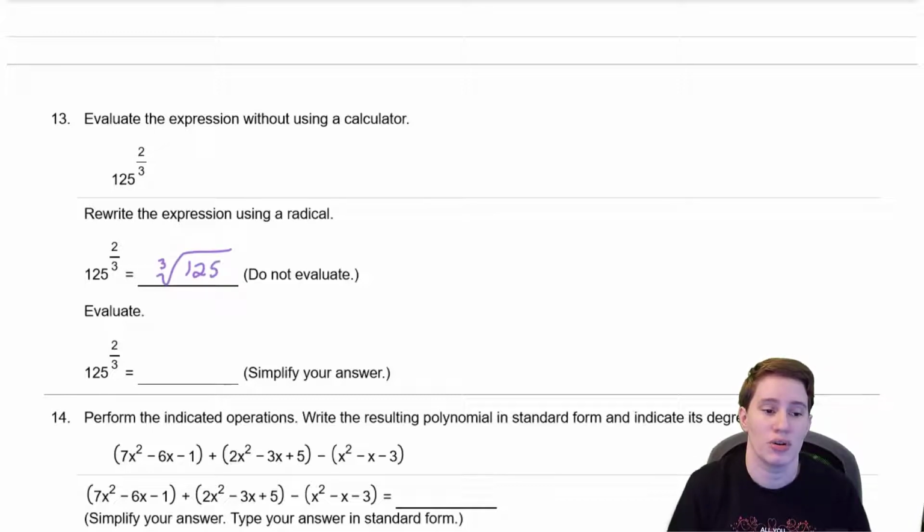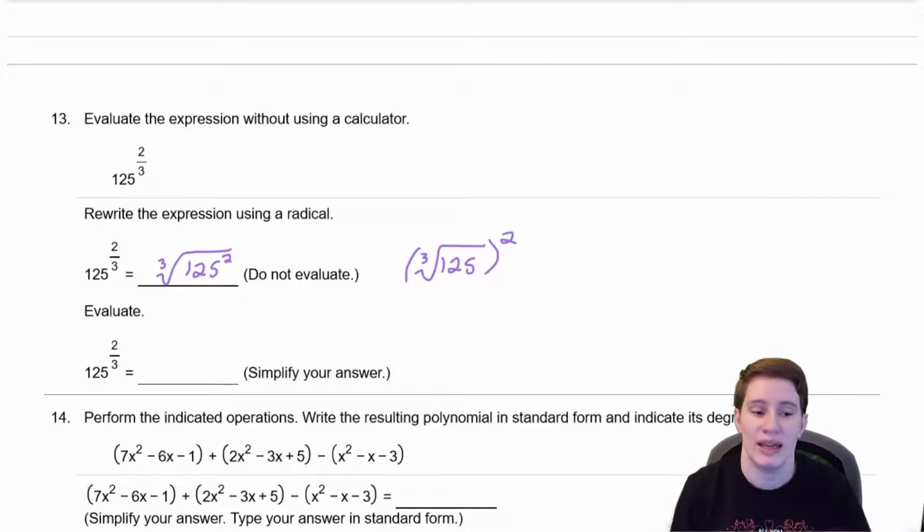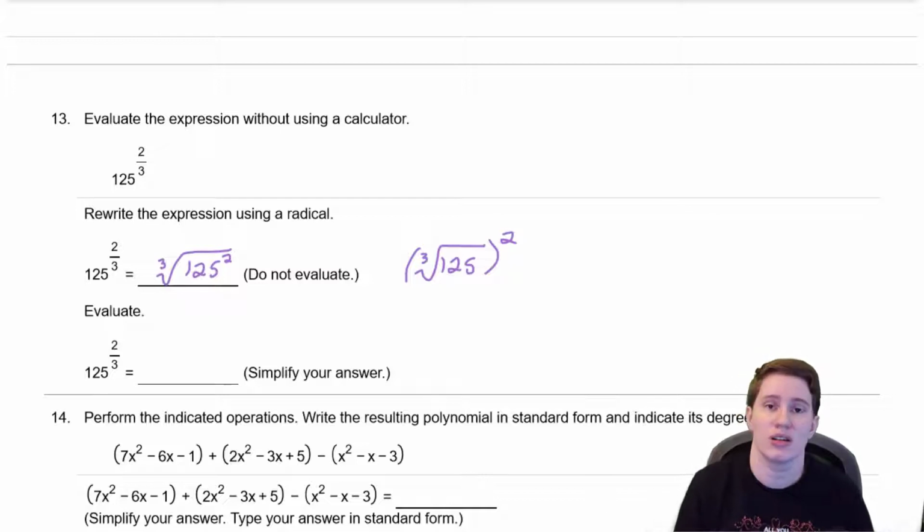You can either put a squared here on the inside with 125, or you could make a big set of parentheses around it and say that the squared is on the outside. We're allowed to do this actually in either order. Since we're having to do this by hand, we would actually want to cube root first and then square, because cube rooting makes the number smaller and easier to square. The cube root of 125 is 5, because if you do 5 times 5 times 5, you get 125.